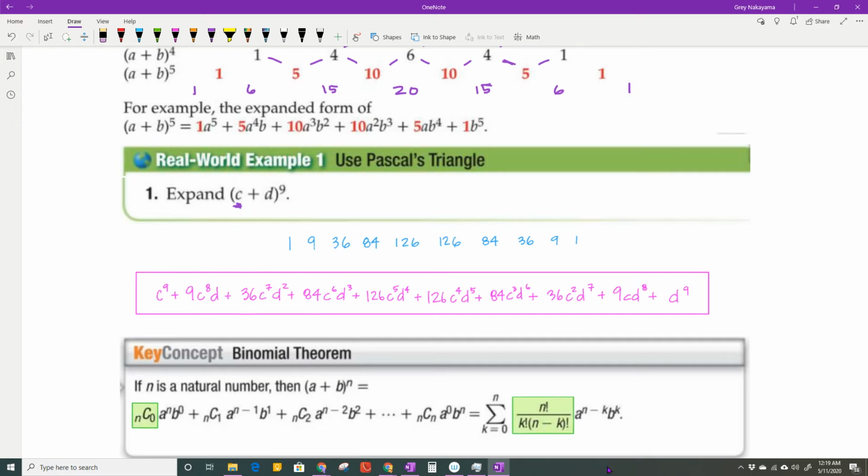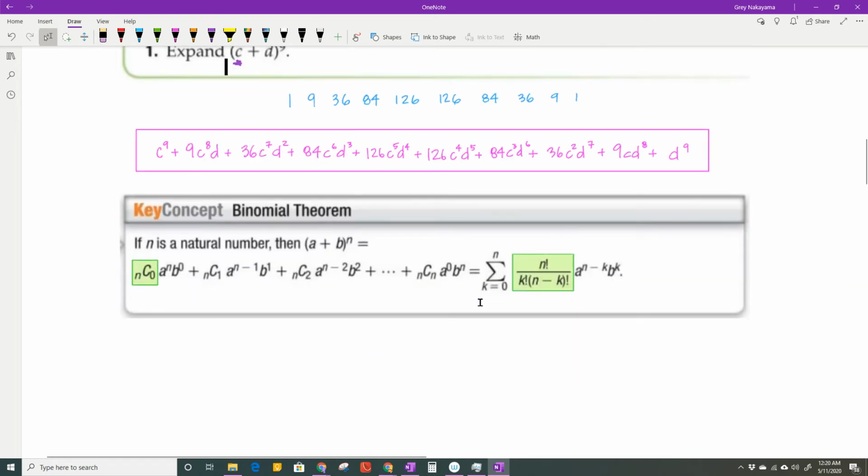And notice in this very simple, straightforward expansion, in every term the exponents of your variables all add up to whatever power you're raising it to. So that's 8 plus 1, 7 plus 2, 6 plus 3. Now that can change if it's not just c and d in the middle, and we're going to talk about that. Okay, so this is the binomial theorem.